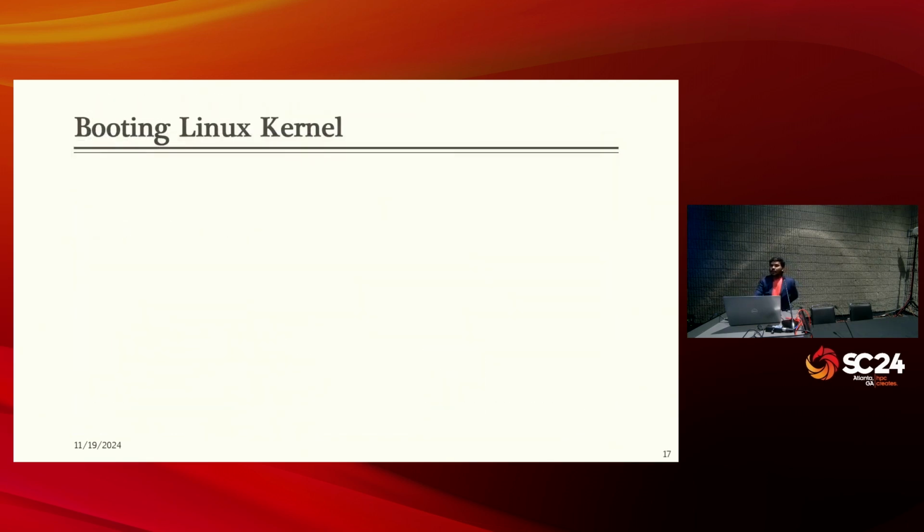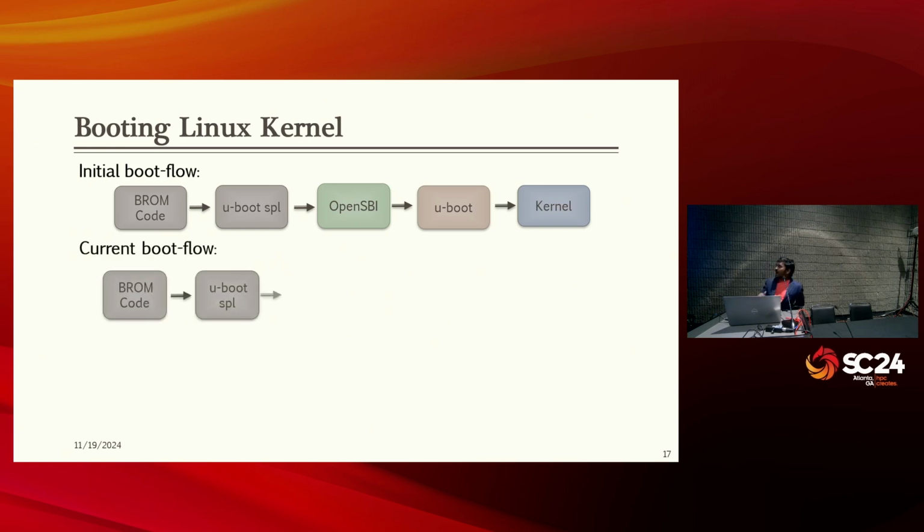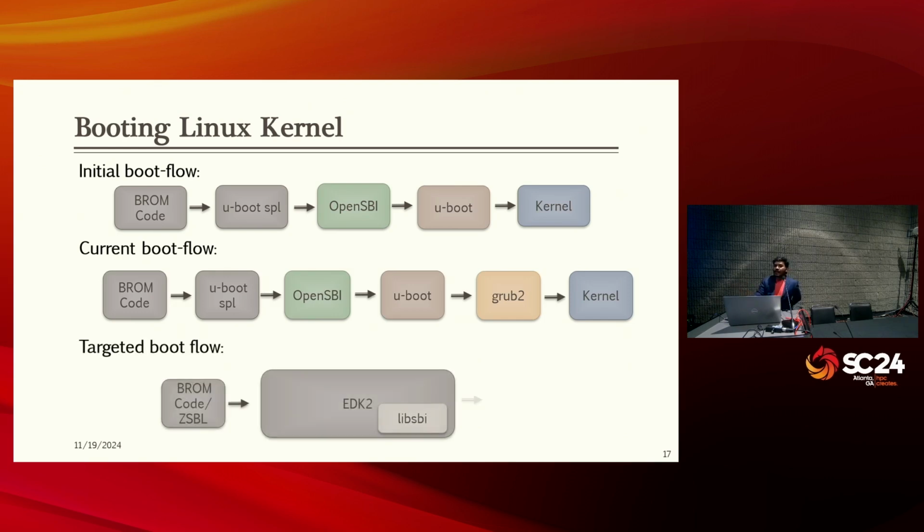Next, I am going to talk about the booting sequence which we have used for booting our Linux kernel. In the initial boot flow, we used OpenSBI and U-Boot for booting our kernel image. In the current boot flow, we have introduced GRUB2 for easier selection of the required kernel version. This is similar to a modern PC booting sequence. In future, we are targeting replacing U-Boot with UDK2 firmware and making our booting sequence similar to the x86 booting sequence.